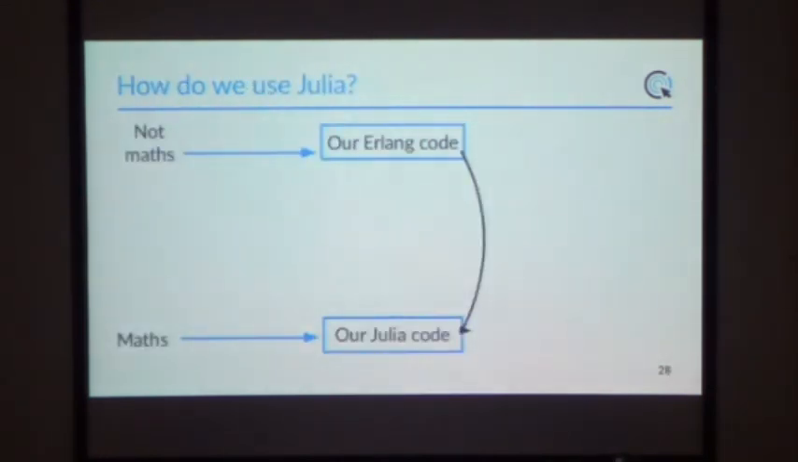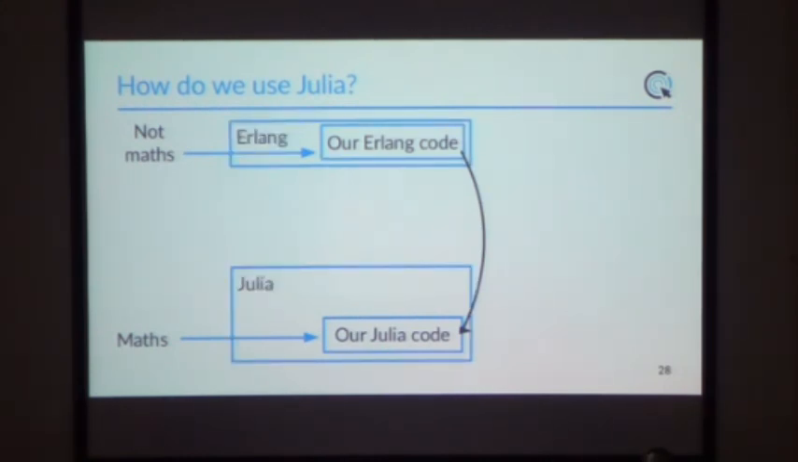This is the very basic architecture of our system. On the bottom you have the Julia code, which does the math, and on top you have our Erlang code, which is doing most other things. So as you can tell, we like languages that are not necessarily popular, but we deem them to be good for the job that we want to use them for.